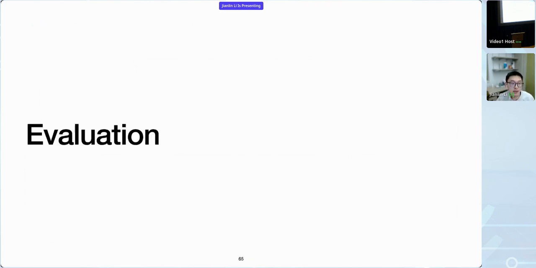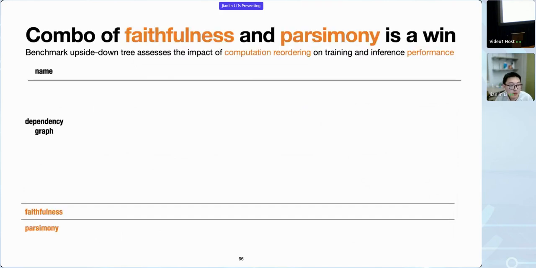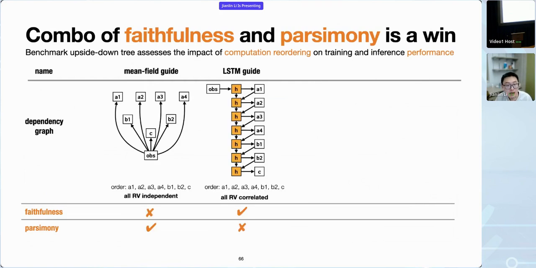Here we have some experimental results on several benchmarks. Here we mention a few. We assess the performance implication of the generated faithful yet parsimonious guide. The first benchmark is upside-down tree, which we saw before. In each benchmark, we use 2 baselines, the mean field guide and the LSTM guide. The mean field guide treats all random variables as independent. The LSTM guide treats all random variables as correlated.